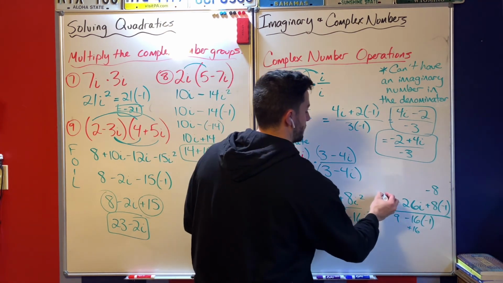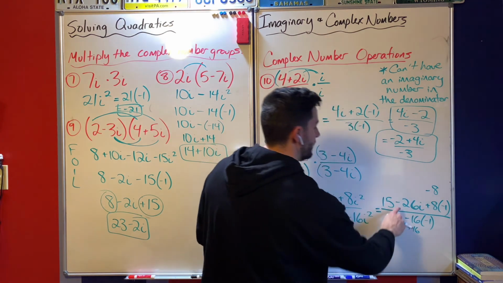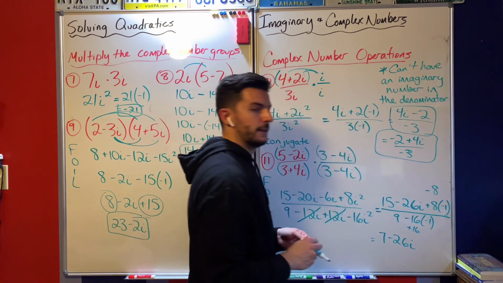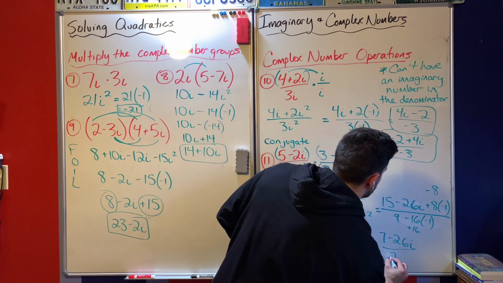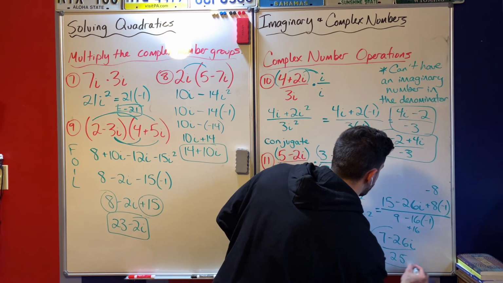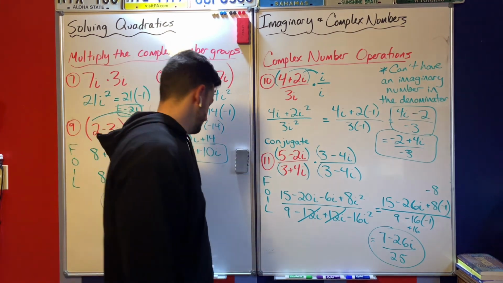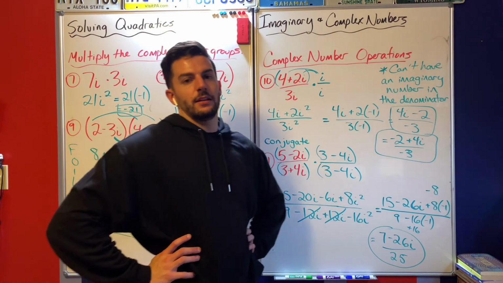Then if I combine them, positive 15 minus 8 gives me 7, and then minus 26i. And then 9 plus 16 gives me 25. And then I can't simplify it any further. That is it. Look at that, a lot of work going on there. But that is all.